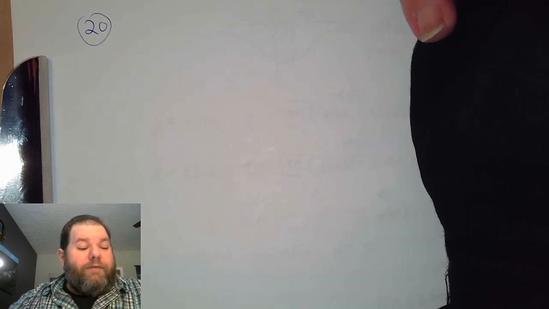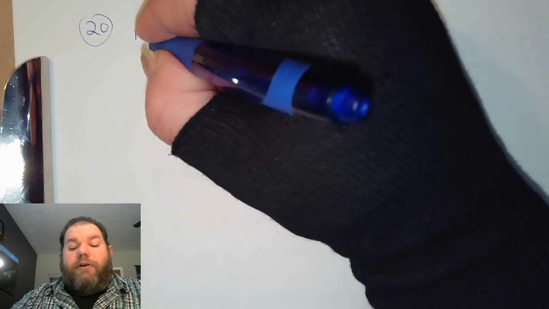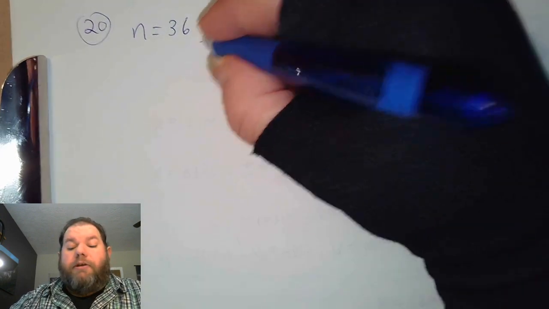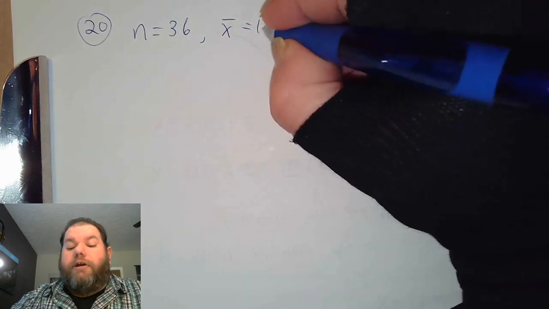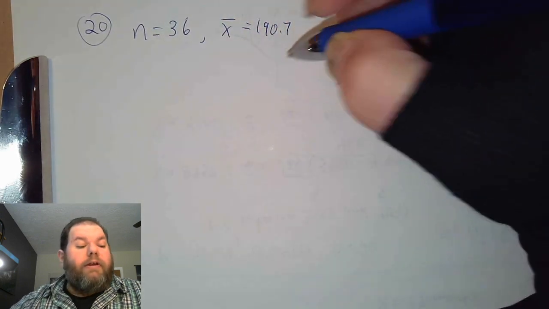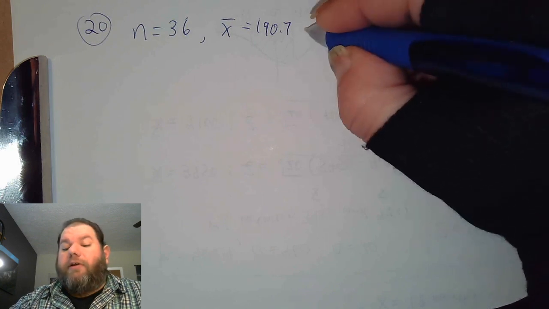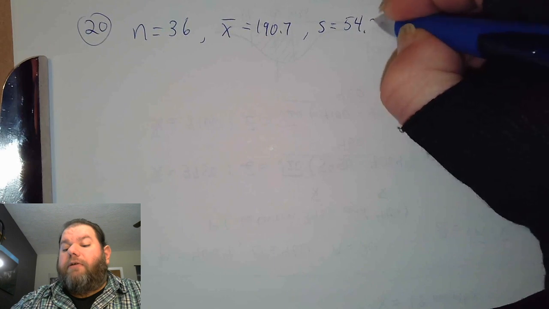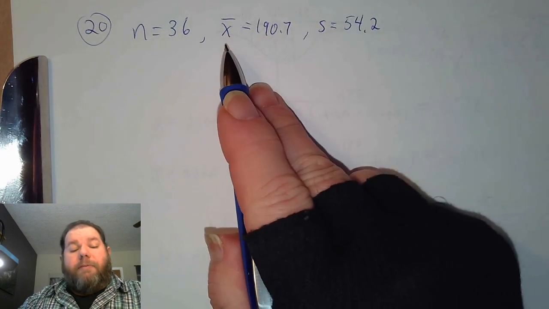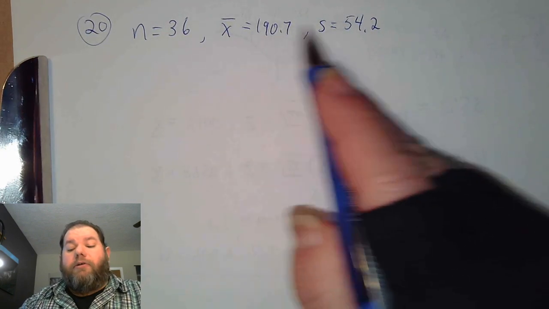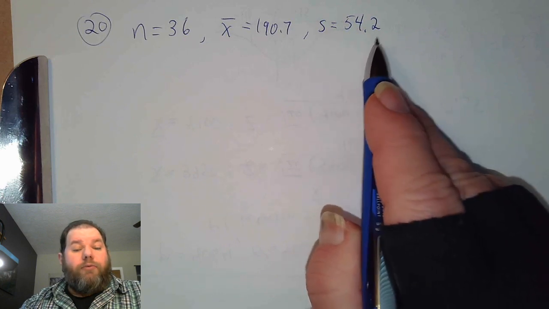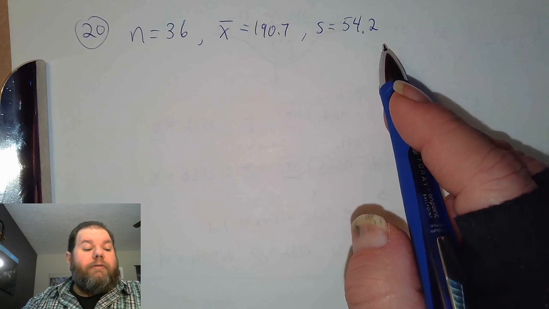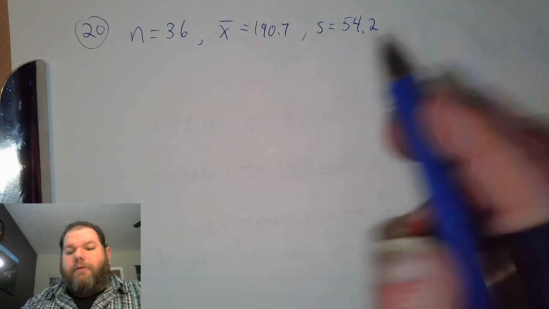The growing season for a random sample of 36 U.S. cities were recorded, and a sample mean of 190.7 days with a sample standard deviation of 54.2 days was found. Now, since we said sample mean, we know that we use x bar. Sample standard deviation is 54.2. What is the best point estimate? Well, point estimate is going to be the sample mean here.